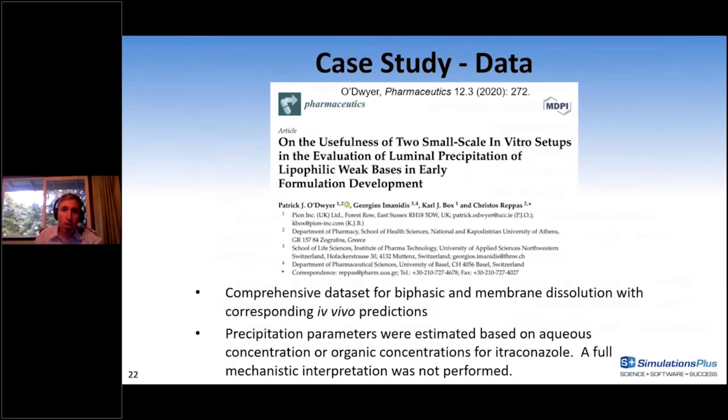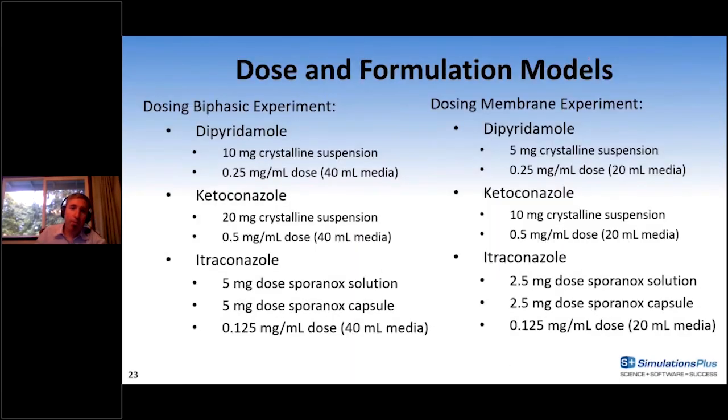So the dose and formulation models that we're going to look at from their experiments are, in the biphasic experiment, they dosed dipyridamole at 10 mg crystalline suspension. That's a 0.25 mg per mL dose because it's 40 mL of media in the intestinal buffer. Ketoconazole was dosed at 20 mg crystalline suspension, and that's a 0.5 mg per mL dose. That's in 40 mL of media as well. And then itraconazole was dosed at 5 mg as a solution in capsule, again into 40 mL of media in the intestinal buffer phase, and that's a 0.125 mg per mL dose there.